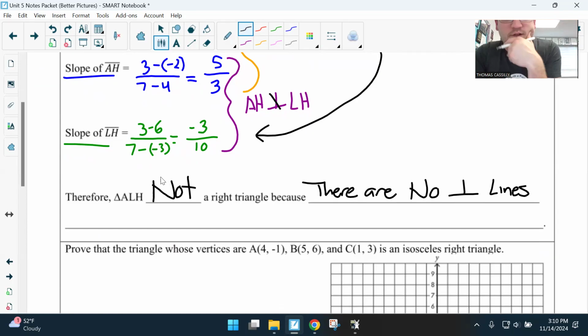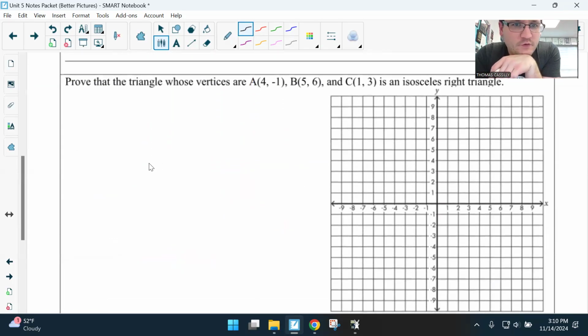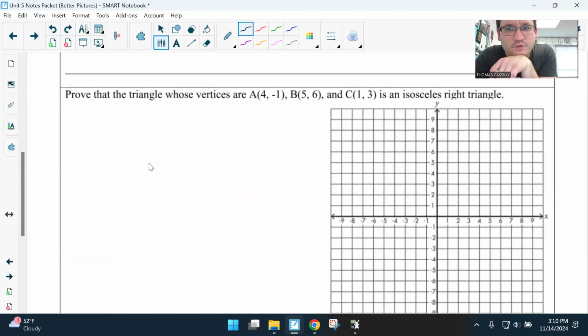Let's see, I got 7 minutes. Can I do this next one here? Prove the triangle whose vertices, prove it's an isosceles right triangle. So there are two things going on here. An isosceles right triangle. So we have to show two things.